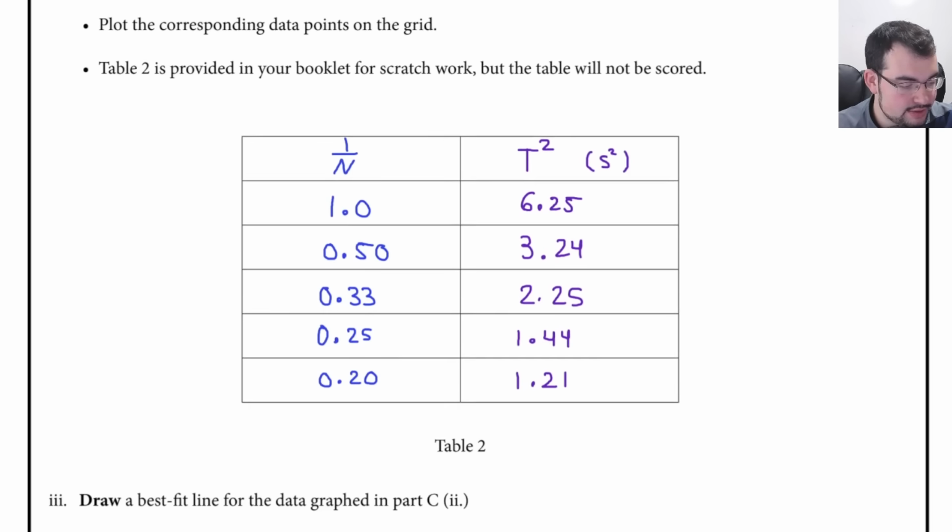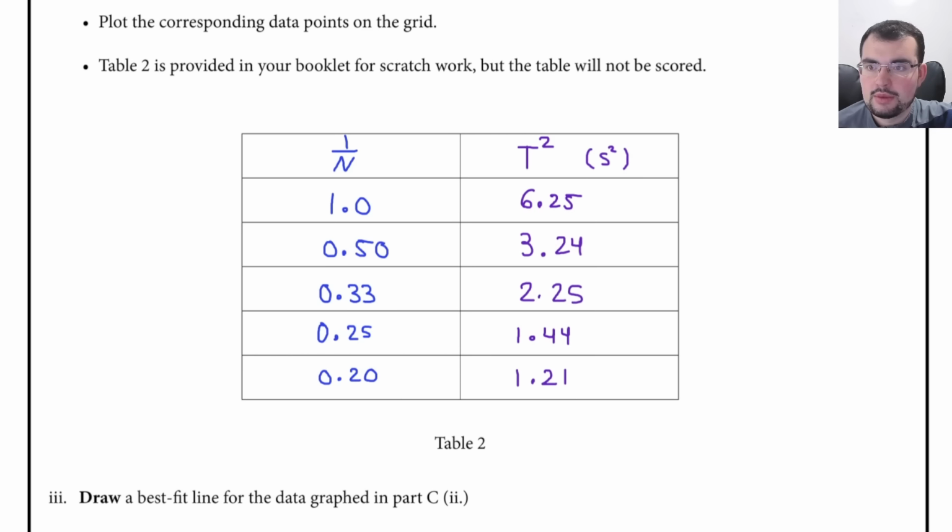So I already pre-did this, where we plotted, I just did 1 over n. 1 over n is unitless, right? Because n is a number, so 1 over a number is still a number, and t squared is in seconds squared.